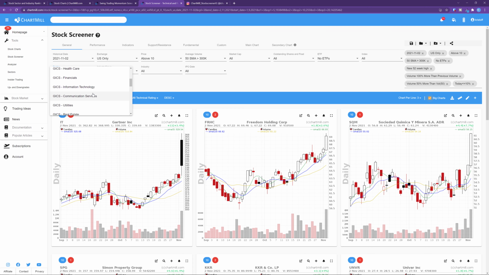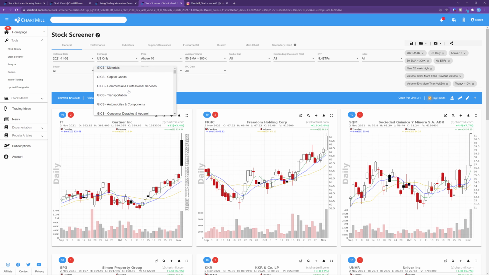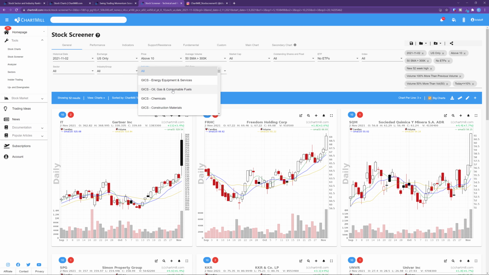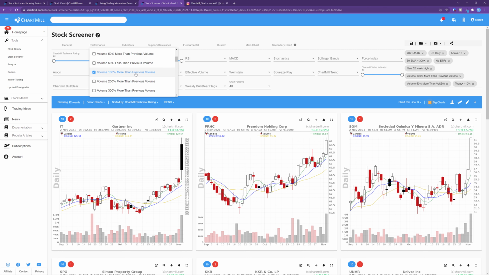Three different drop-down menus are provided. Don't overdo it with these optional filters. The most important thing for this breakout screen remains the price and volume filters. With too many additional filters, you might miss out on some very nice setups, and that is obviously not the intention.